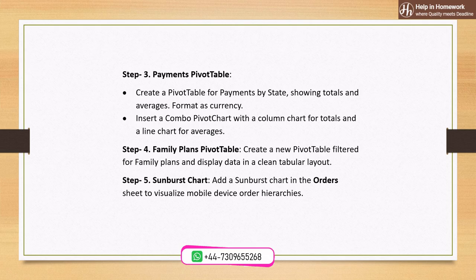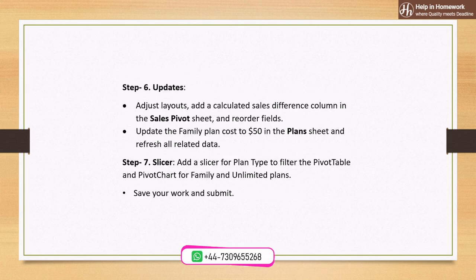Step 5. Sunburst chart. Add a sunburst chart in the orders sheet to visualize mobile device order hierarchies. Step 6. Updates. Adjust layouts, add a calculated sales difference column in the sales pivot sheet, and reorder fields. Update the family plan cost to $50 in the plans sheet and refresh all related data.